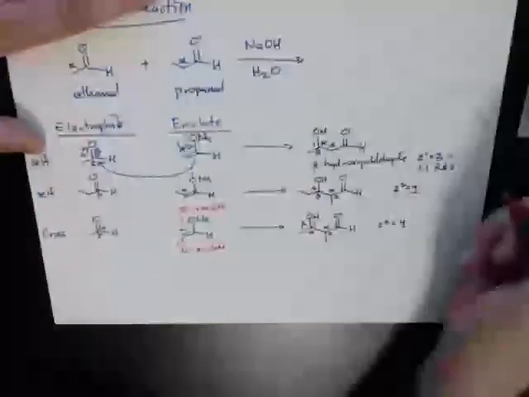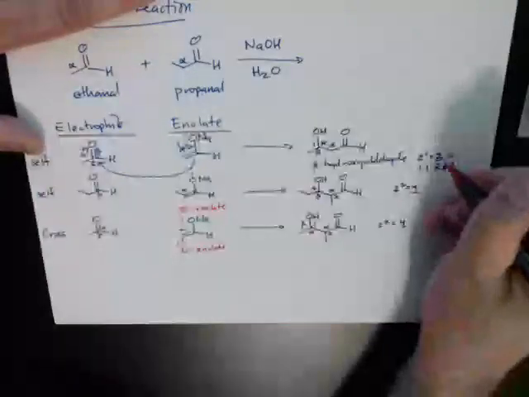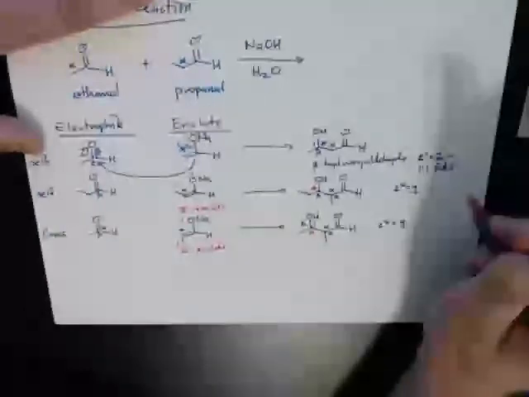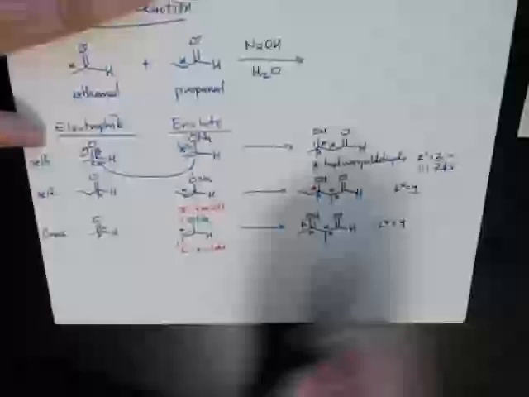So if we look so far, we have 2 plus 4 is 6, plus 4 is 10. So just with these three that we've looked at already, we can form 10 different products in this reaction alone.